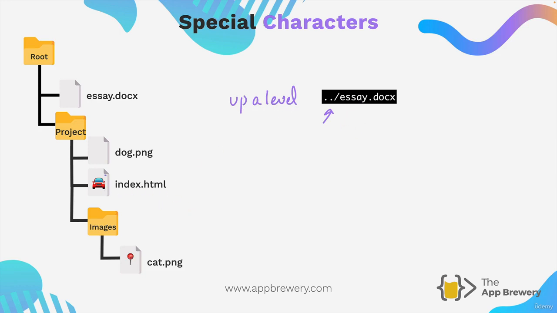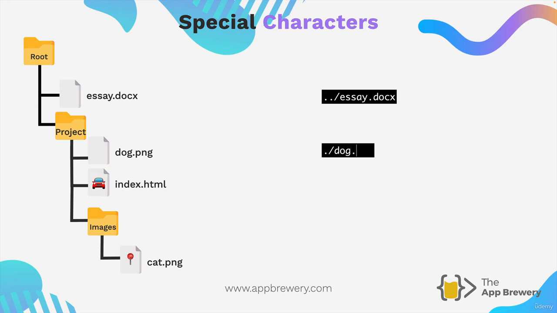In this case, we are starting off in our index.html. And this file is located inside the project folder. So this is where our starting point is. If we go up a level using those two double dots, then what that enables us to do is to go into the root folder. Now, relative to this root folder, in order to navigate to the essay.docx, all we have to write is essay.docx. And this enables us to travel up through the folder tree.